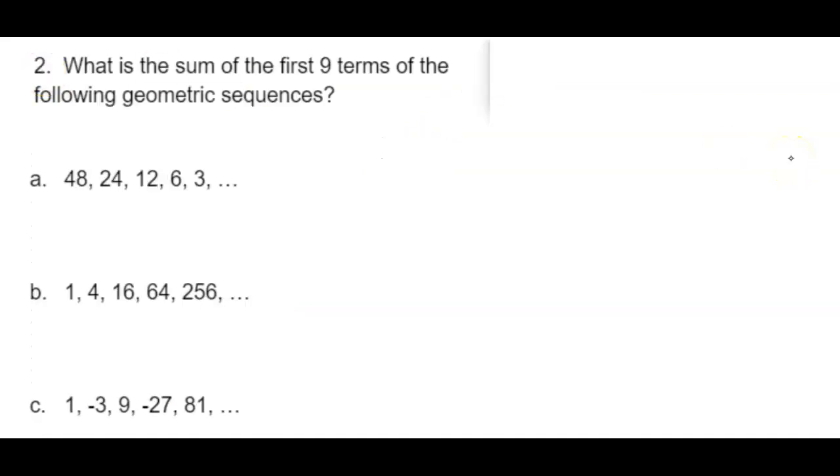The second problem is asking you to find the sum of the first 9 terms of 3 different geometric sequences. If you recall, the formula to calculate the sum of a geometric sequence is the sum for any given amount of terms. In this case, our n is going to be 9. We want the sum of 9 terms equals our first term times 1 minus the ratio raised to the n, and that's all over 1 minus r.